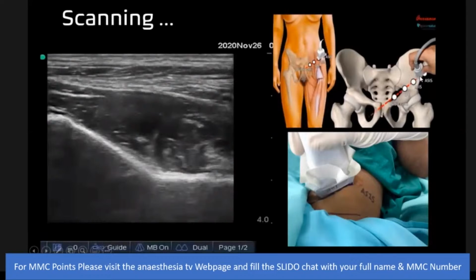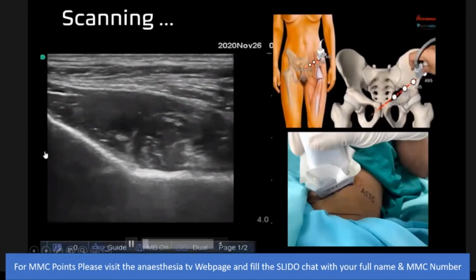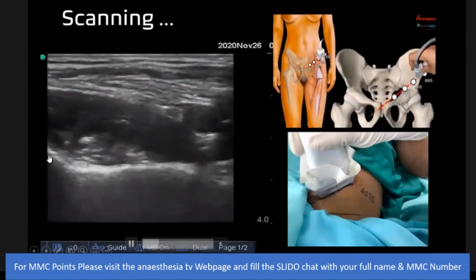Once the ASIS is identified, the transducer is rotated either anti-clockwise or clockwise, depending on whether it is a left-sided or right-sided block, so that the probe is aligned to the line starting from ASIS, AIIS, iliopubic eminence, and tubercle. In the video, we can identify all the structures.